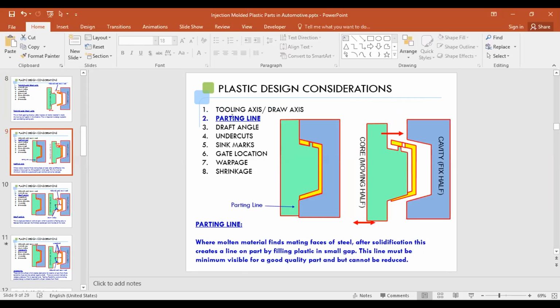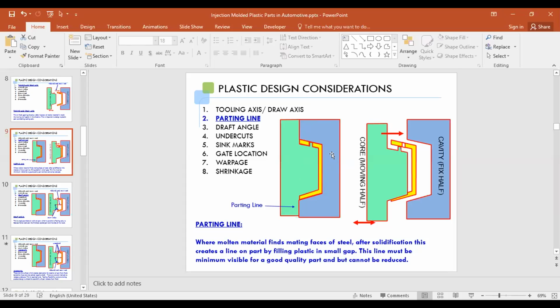The second one is the parting line. What is a parting line actually? When the core and cavity both meet together, after that we inject the material into it. When the two halves meet, at that meeting point there will be a small gap. The material will try to escape from that gap, and after solidification, you will see a line surrounding the part. That surrounding line is called the parting line.